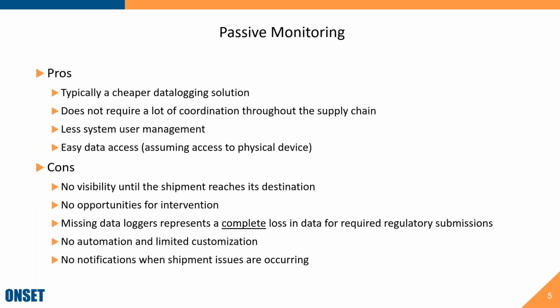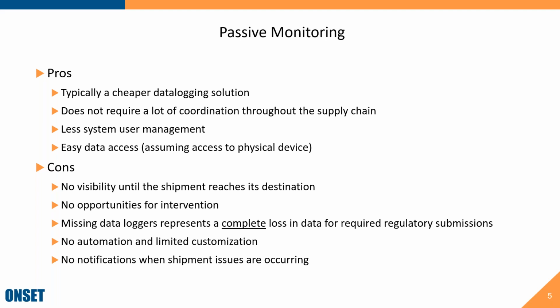Let's talk about the pros and cons of each. So with passive monitoring, the pros are it's typically a cheaper data logging solution. Again, talking about USB loggers, those are considered to be really the cheap solution, especially compared to cellular data loggers, which have more expensive technology and associated data plans. So passive monitoring is typically cheaper in that sense.